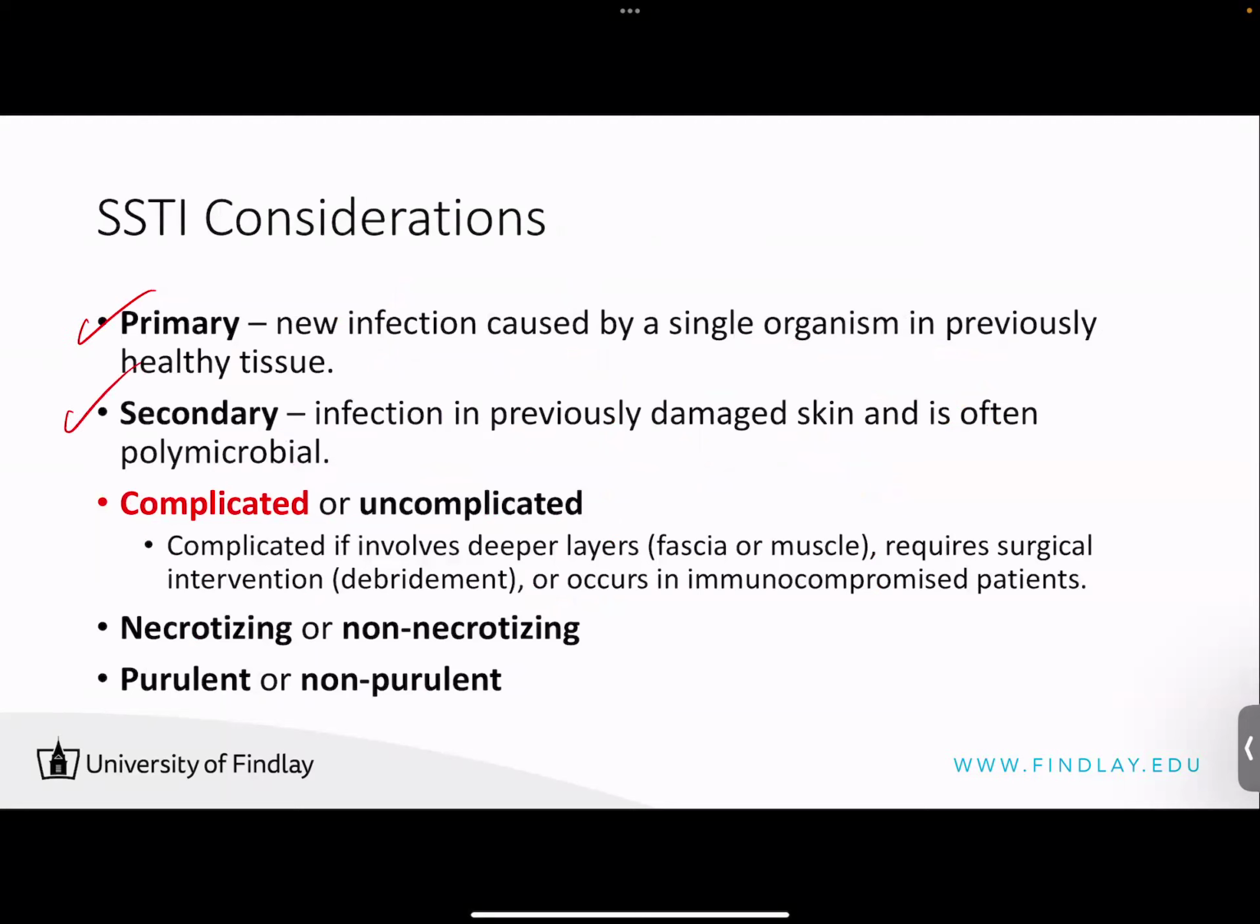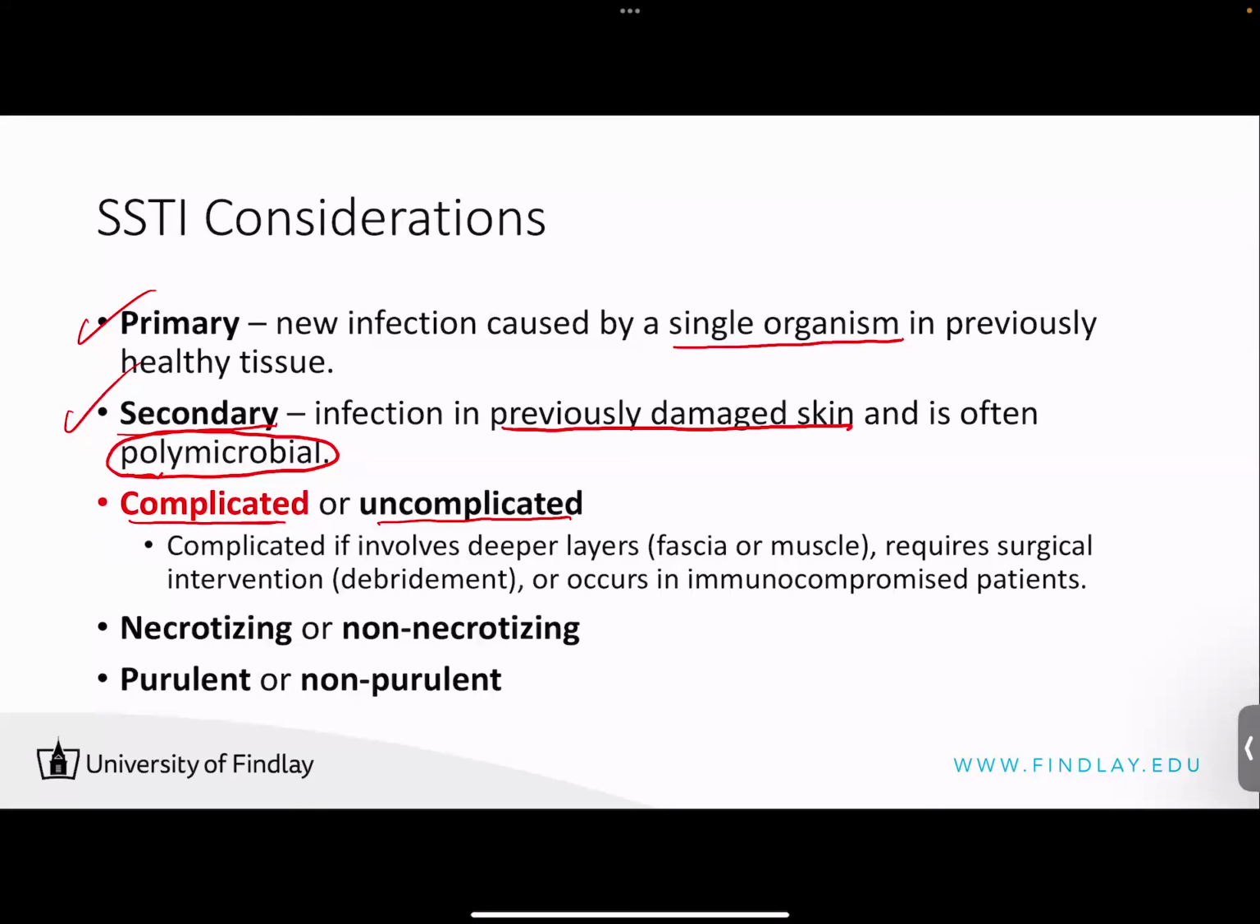We have a primary infection and a secondary infection with regard to SSTIs. A primary infection is largely a new infection, typically caused by a single organism in otherwise previously healthy tissue, right? Primary infection. A secondary infection, you have previously damaged skin. You had a primary infection that didn't resolve. It turned into a secondary infection. And these tend to be a little bit more difficult to treat. They're polymicrobial. And then we have complicated or uncomplicated infections.